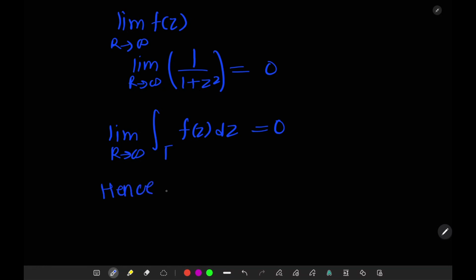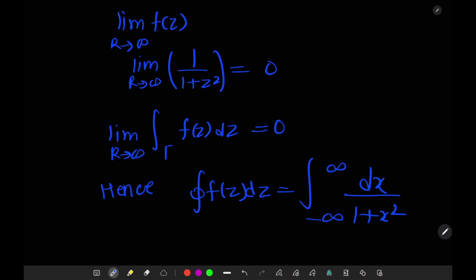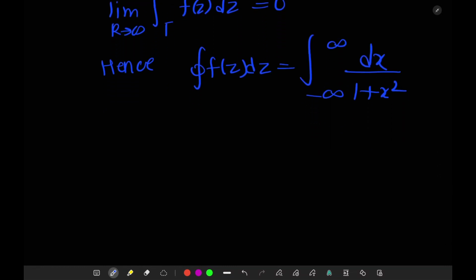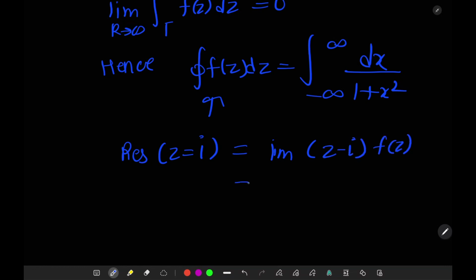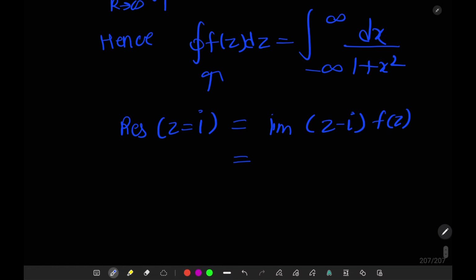Hence integral f z dz is equals to integral from minus infinity to plus infinity dx divided by 1 plus x square. Let's find integral f z dz using residue theorem. Now residue at z equals to i is limit z tends to i of z minus i into f of z. Now putting the value of f z and taking limit z tends to i.